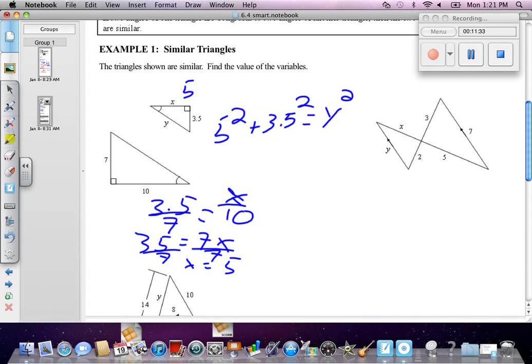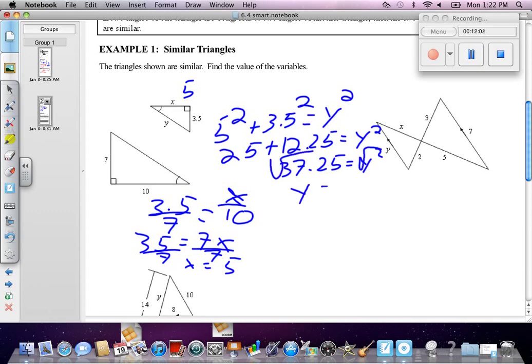5 squared is 25. Who's got a calculator? What's 3.5 squared? 12.25. Can you add those two together, please? 25 plus 12.25 is? 37.25. And then find the square root of that. 6.1.